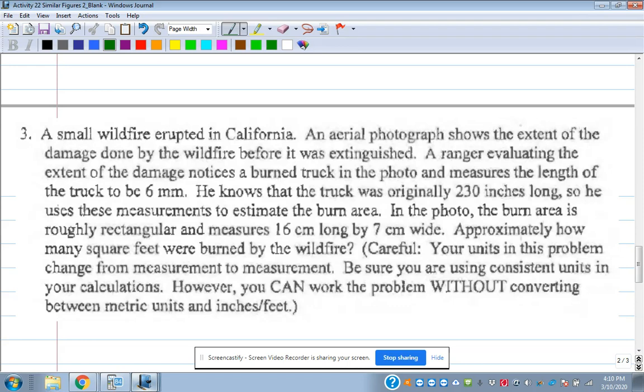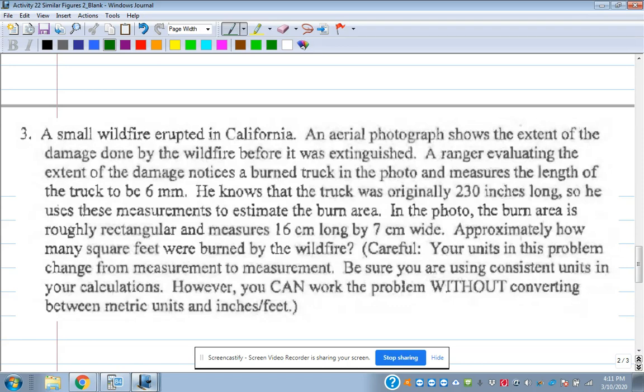But in real life, this guy has seen this truck and he knows it's a Chevy Silverado. It's 230 inches long in real life. Okay, so we have a ratio there, right? 6 millimeters to 230 inches.